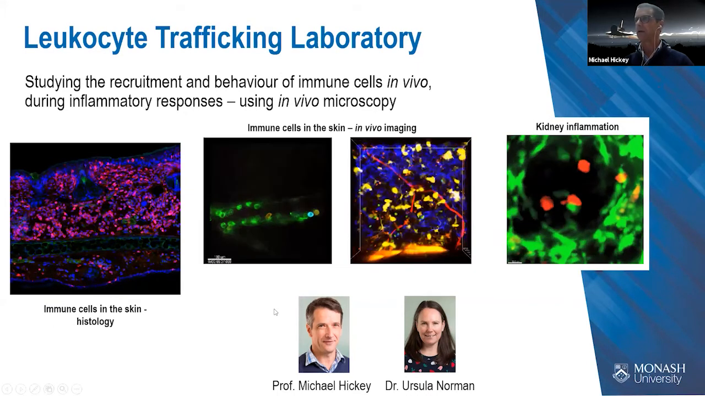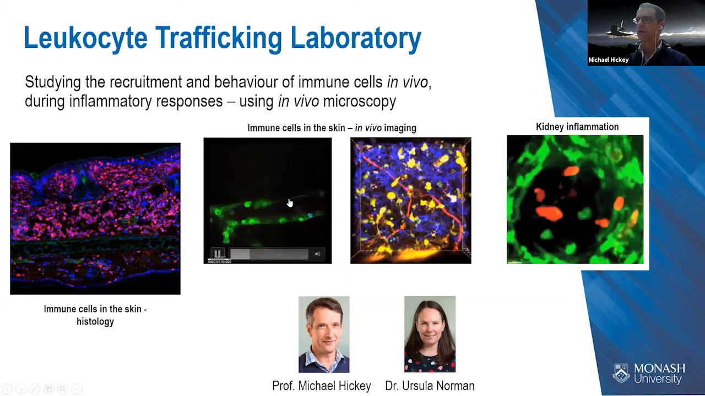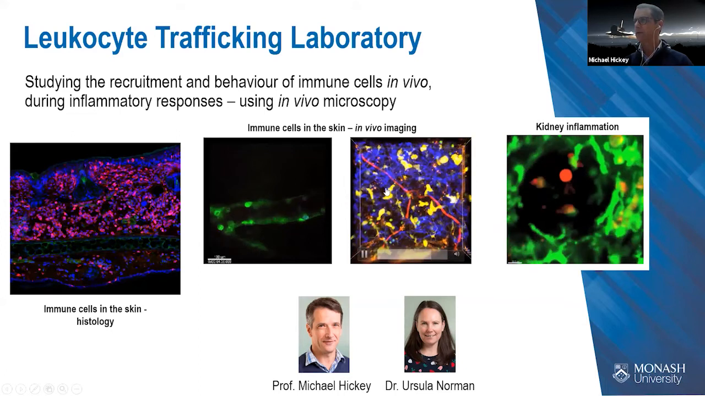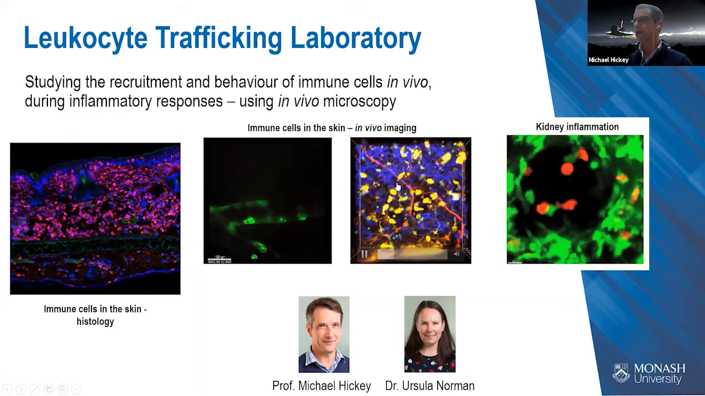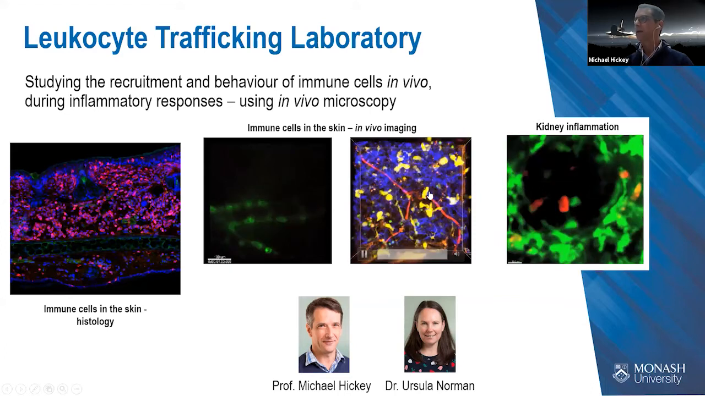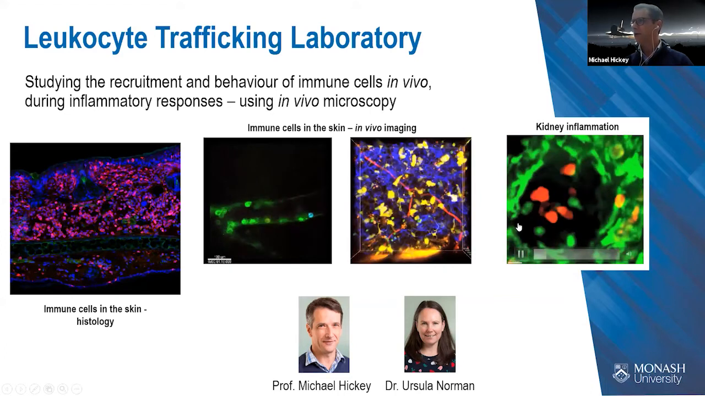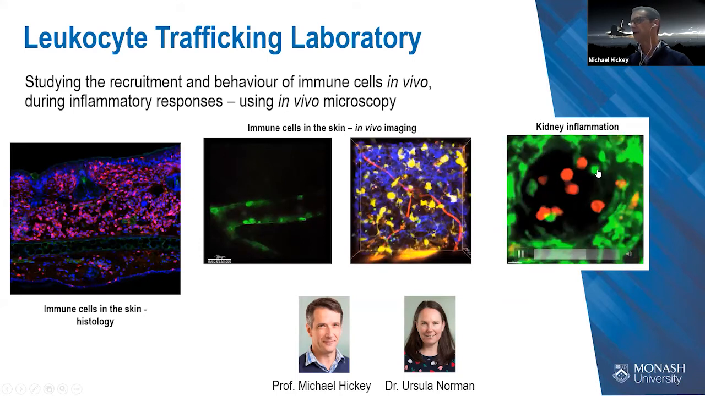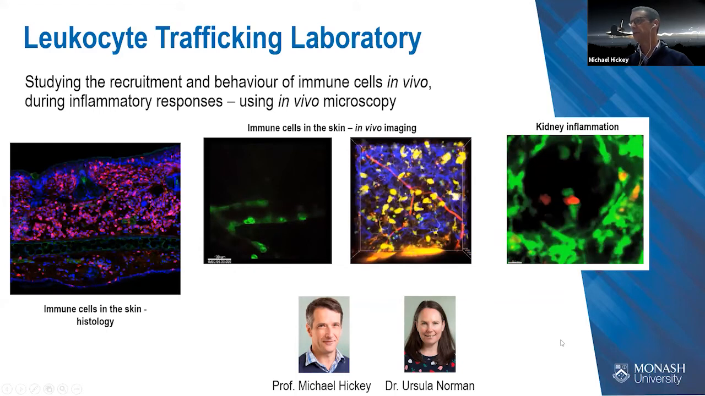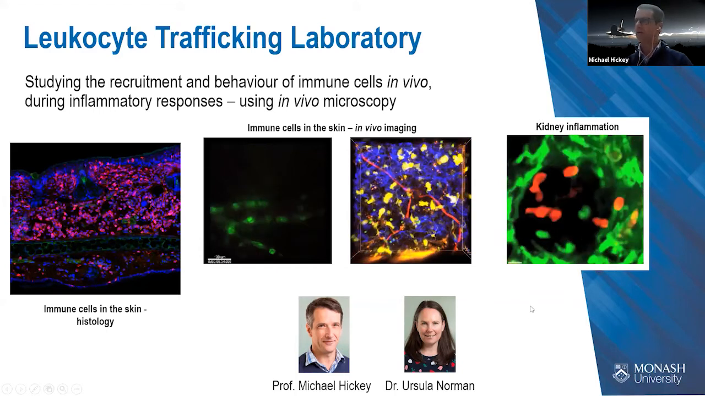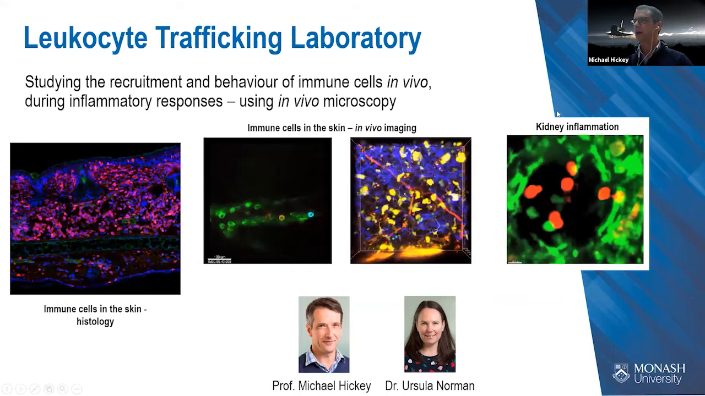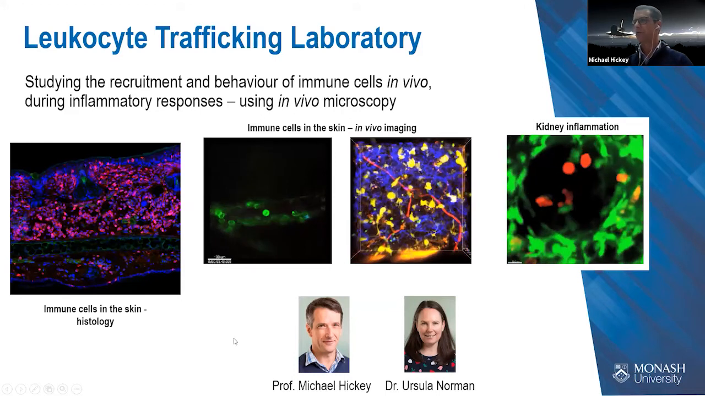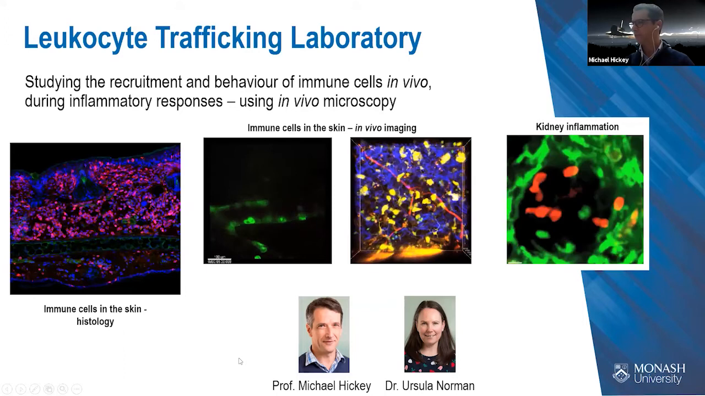And so we can look at different kinds of cells as they come in blood vessels and go into tissues. We can look at different types of cells in the skin as they migrate around, interact with other immune cells and so on. And in very unique structures like the glomerulus of the kidney, we can look at different types of immune cells as they interact with each other and mediate the inflammatory process. And we think this gives us a unique ability to understand how these cells go about mediating inflammation as well as resolving and getting rid of inflammation.